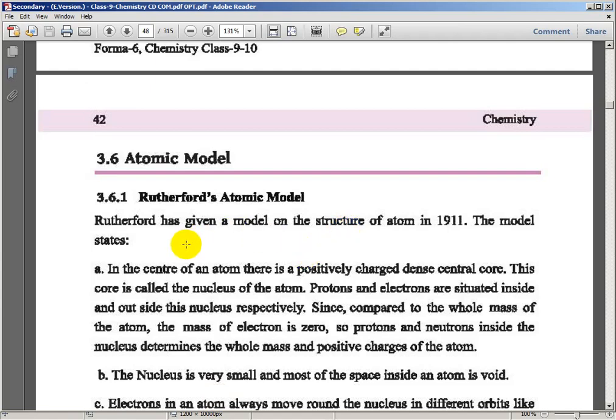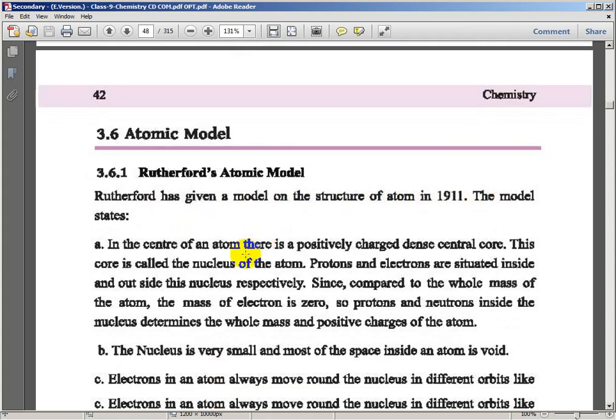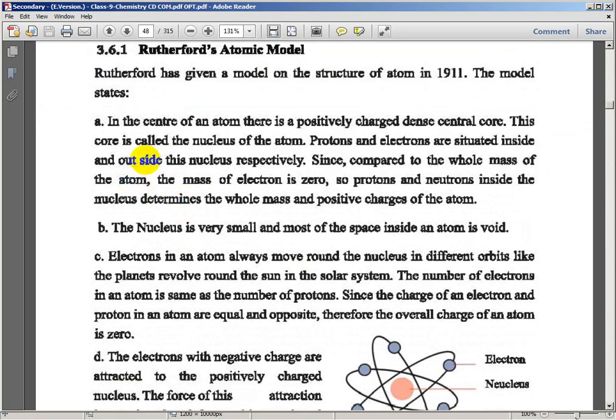Rutherford gave a model of the structure of the atom in 1911. The model states, are you listening to me? This internet connection is unstable. Okay, in the center of the atom there is a positively charged dense central core. This core is called the nucleus of the atom. Protons and electrons are situated inside and outside the nucleus respectively. The protons are in the center, inside the nucleus, and the electrons are outside.